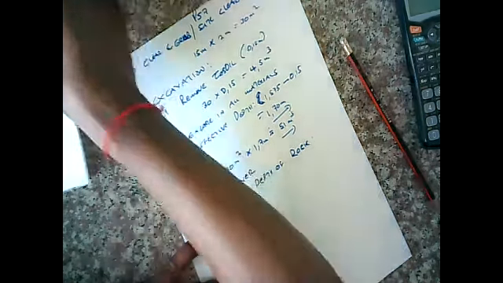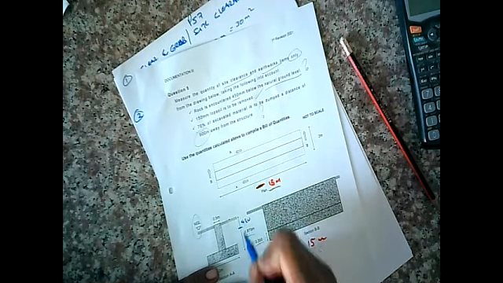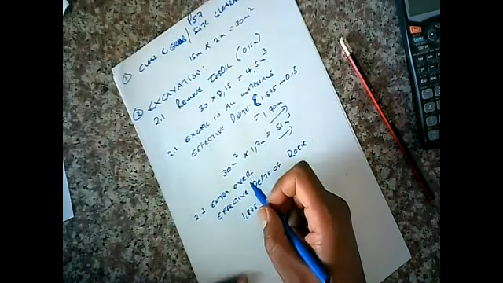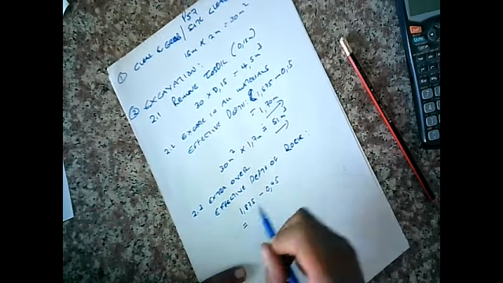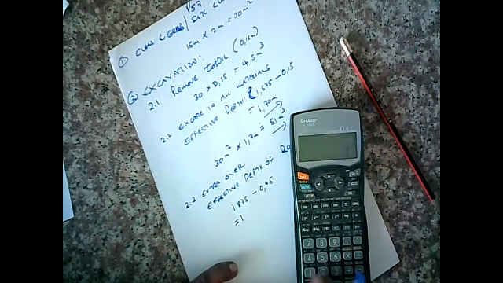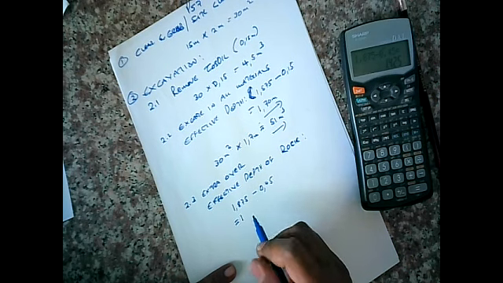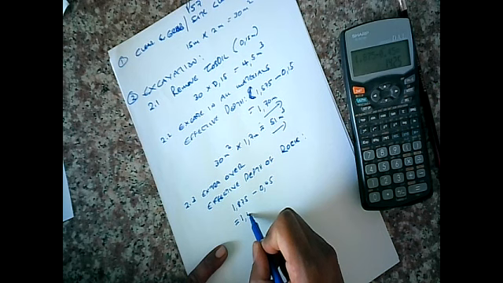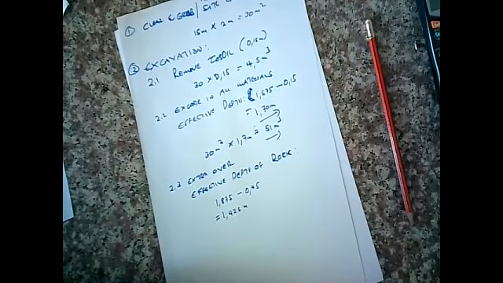1.875, right? Because it says here, from natural ground level, from here, 450. All right, so 1.875 subtract 0.45 gives us what? 1.875 subtract 0.45. All right, we're getting a depth of 1.425 meters. Okay.